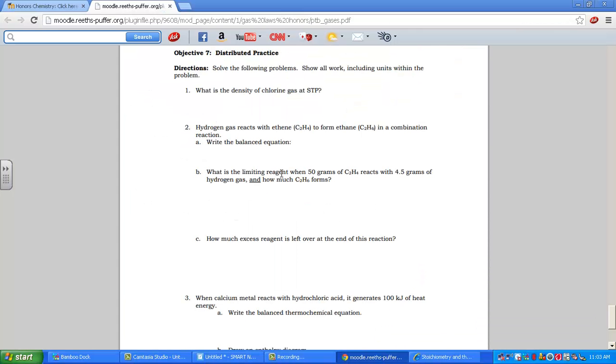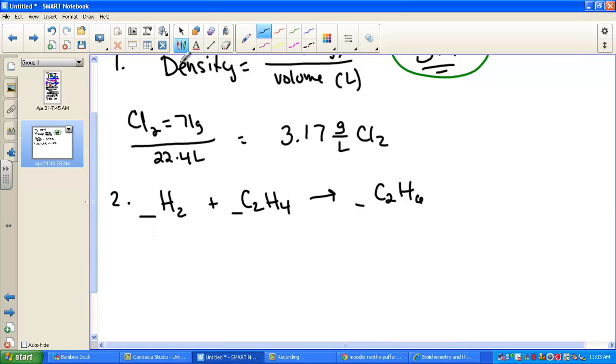Here's the screen I want. What is the limiting reagent when 50 grams of ethene react with 5.4 grams of hydrogen? And what's the maximum yield of our product, C2H6? So a good old-fashioned limiting reagent problem. 50 grams and 4.5 grams. Let's tally what we're given. 4.5 grams of the first reactant, hydrogen, and 50 grams of the second reactant, ethene. We want to know the maximum yield of our product, assuming, of course, we have 100% efficiency.